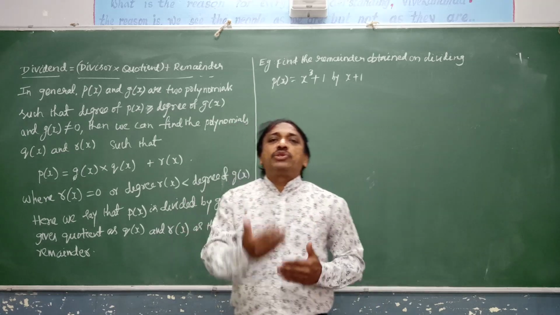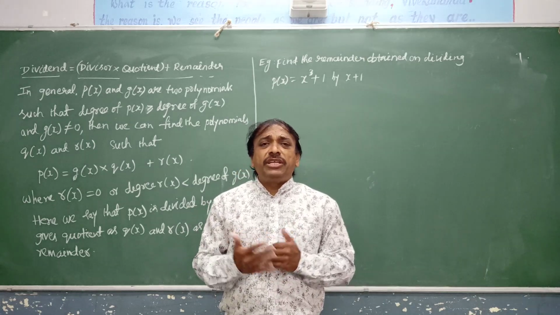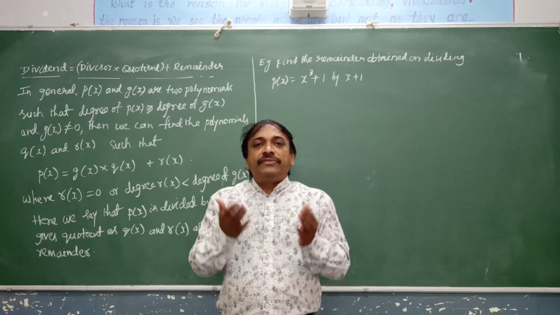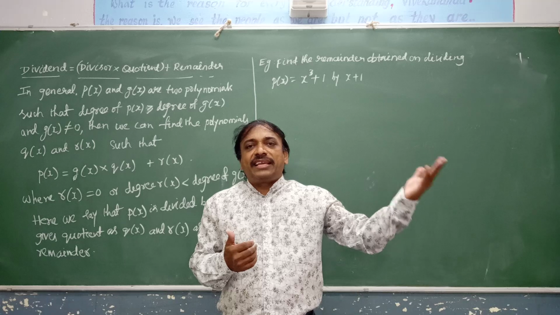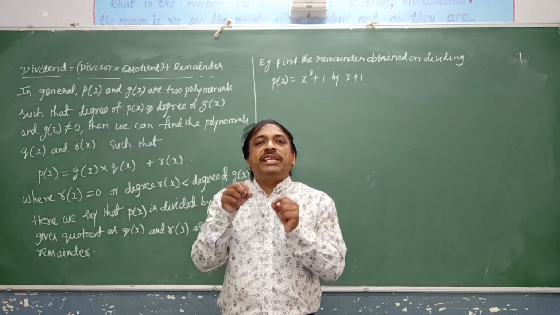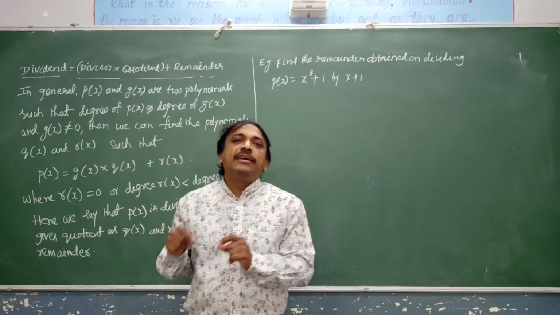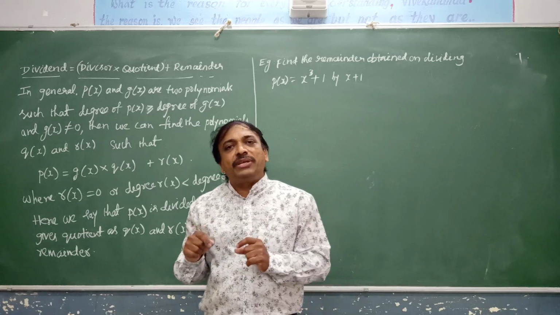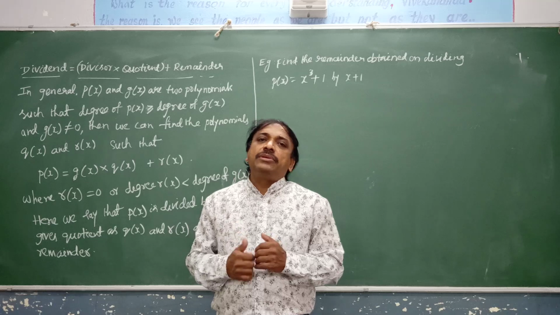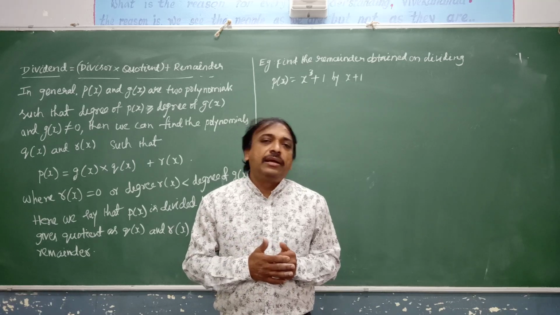Now, when it comes to polynomials, based on the degree, if the degree is smaller, then we cannot divide by a greater degree. p of x is a polynomial in variable x, g of x is a polynomial in variable x, q of x is a polynomial in variable x, and r of x may be a constant term, or a monomial or binomial, based on the given question.